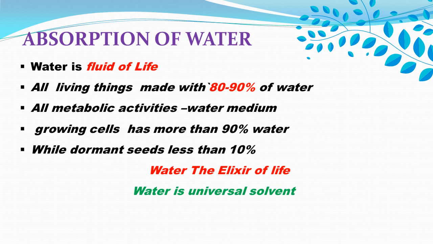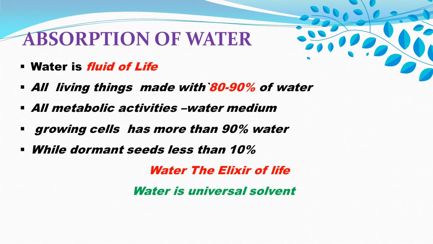Water is the fluid of life because all living things, including plants, are made up of almost 80 to 90% water. All the metabolic activities which take place within the cell take place in a water medium only. In any kind of living organism, in any kind of living cell, water is the main medium for every metabolic activity. For example, photosynthesis, respiration, all types of cycles which synthesize primary metabolites and secondary metabolites require water only.